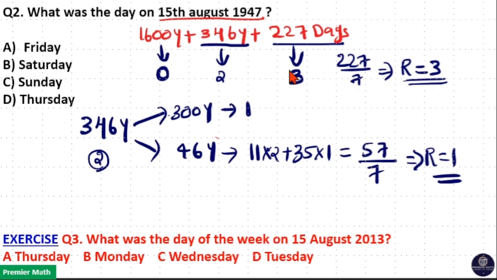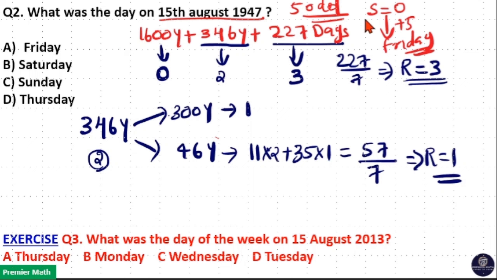Now here, total number of odd days are 3 plus 2, 5 odd days. And here, the first day is not mentioned. Whenever the first day is not mentioned, you can take Sunday as 0. Then Sunday plus 5 will give you Friday, which means 15th August 1947 is Friday. Option A is your answer.